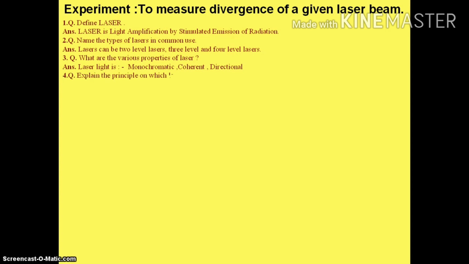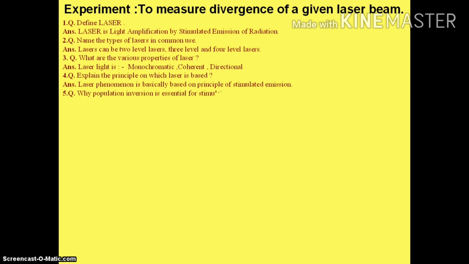Okay, next question is, name the types of laser in common use. Nd-YAG laser, helium neon laser, carbon dioxide laser, different types of lasers. So lasers can be 2-level laser, 3-level laser or 4-level laser. So what are the various properties of lasers? Laser light is monochromatic, coherent, directional, highly focused, a strong parallel beam, right? Lot of properties. Explain the principle on which laser is based. As we already know, laser is based on the phenomenon of stimulated emission, right?